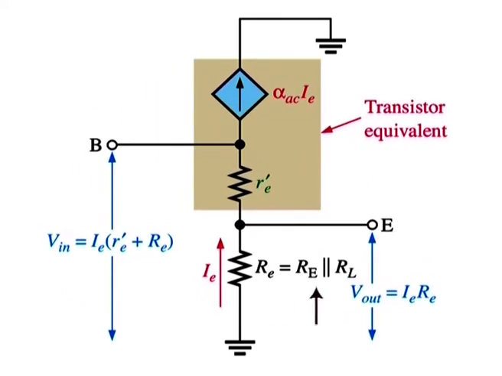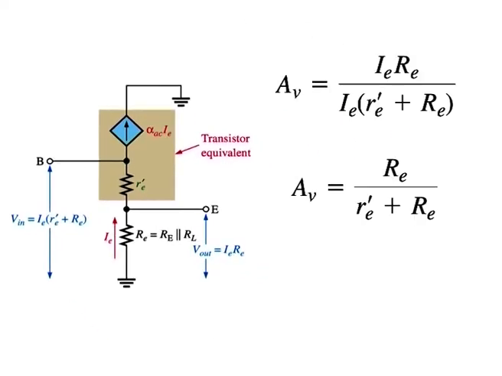Here Re is the parallel combination of RE and RL. If there is no load, then Re is equal to RE. Notice that the gain is always less than 1. If load resistance is much greater than AC emitter resistance, then a good approximation is that Av is approximately equal to 1.